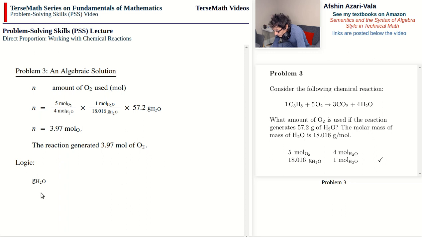And because we have grams of H2O, we cannot use the chemical reaction right now. For that, we need moles of H2O. So the next step would be to go from grams of H2O, and for that you use the molar mass to find moles of H2O. Once you have moles of H2O, then you can use the chemical reaction to find moles of O2. So now we use the reaction to find moles of O2, and that was the logic.